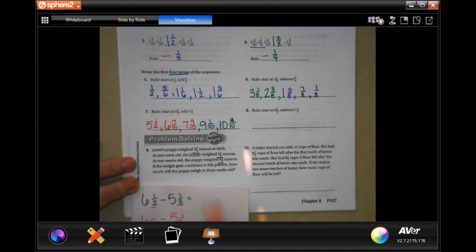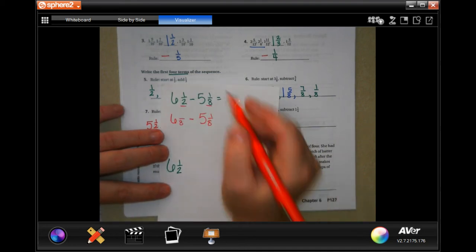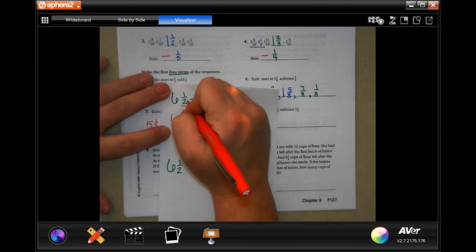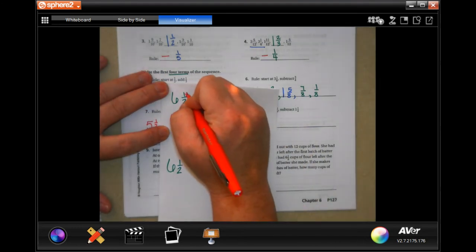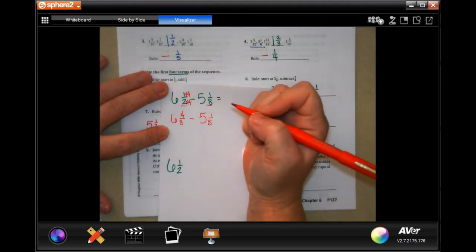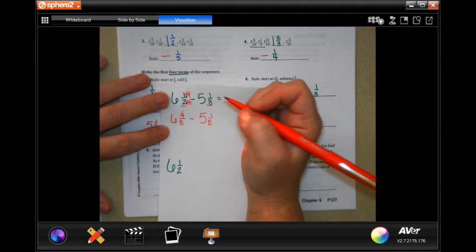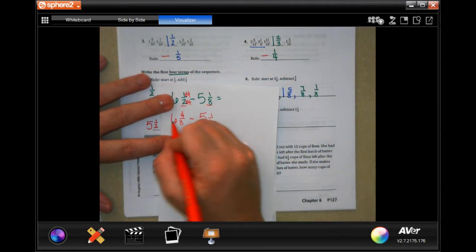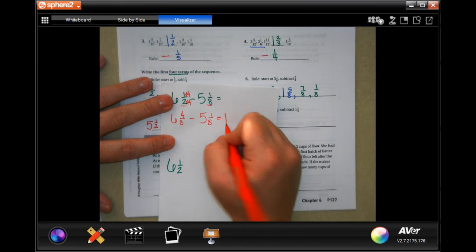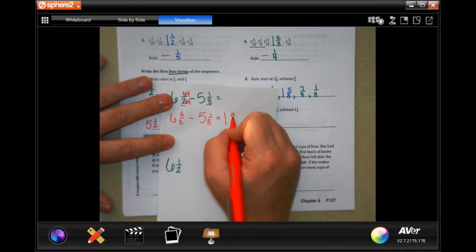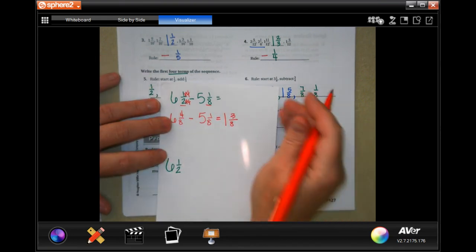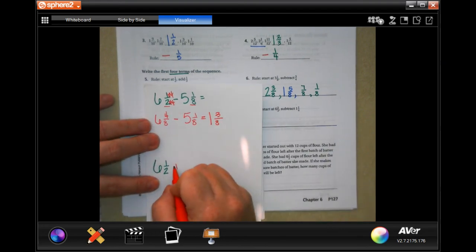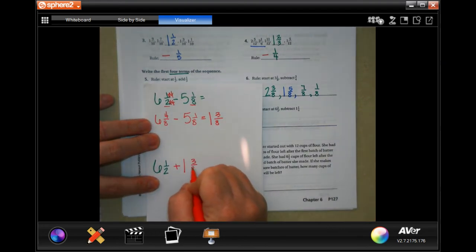This one is already an 8. Okay? I kept it. The 2 I had to multiply by 4, so I need to multiply the top by 4. I get 4/8. Okay? Now, 6 minus 5, 1. 4 minus 1, 3. My denominator stays the same. So I'm going to add 1 3/8.